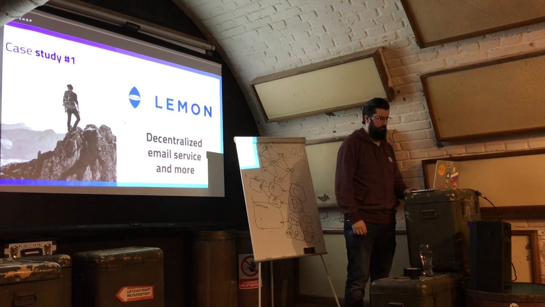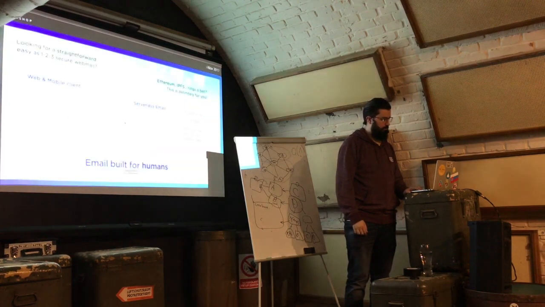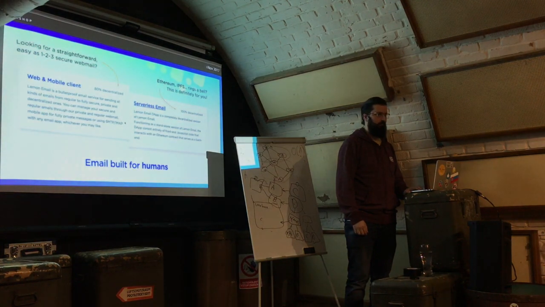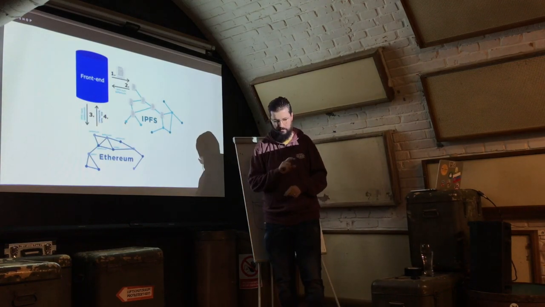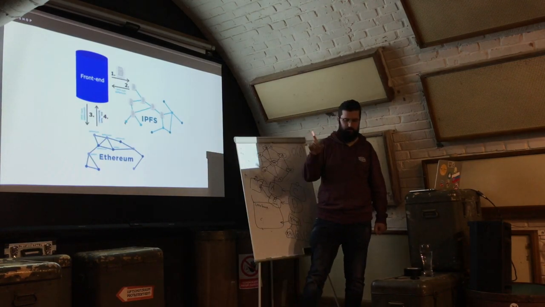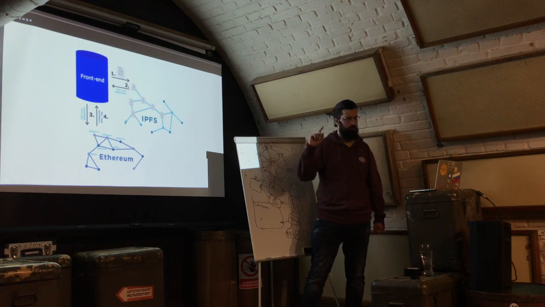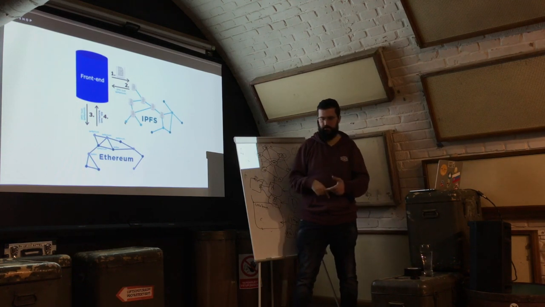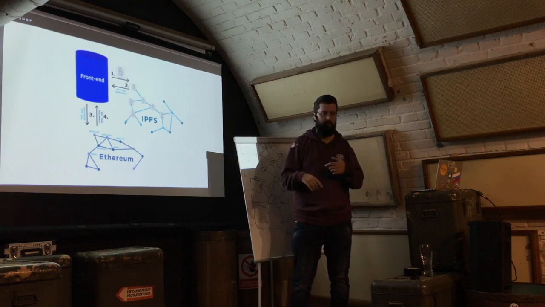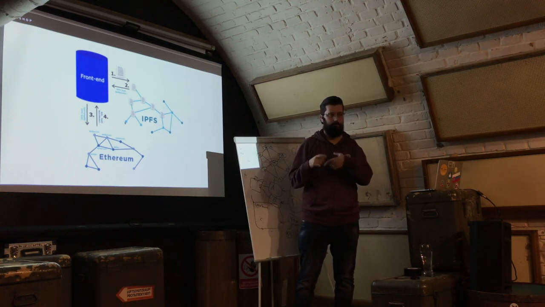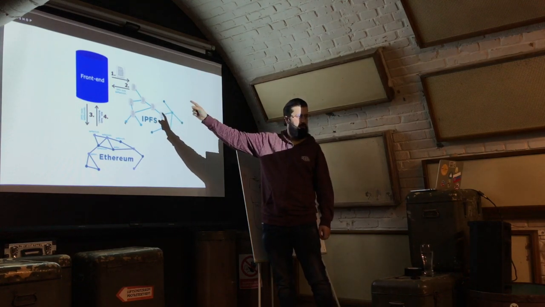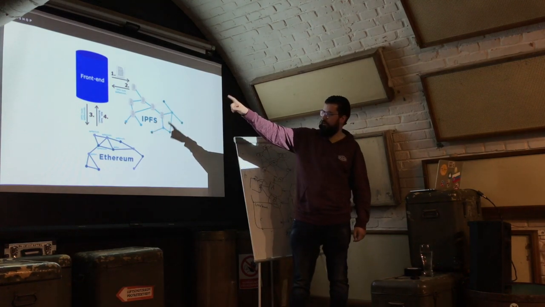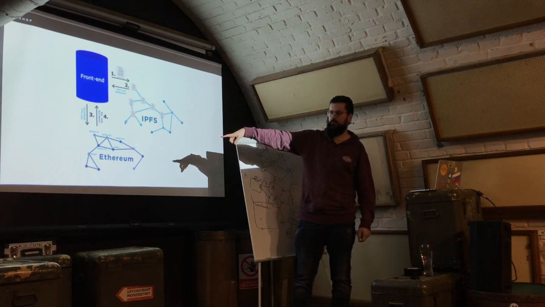A centralized email service, Lemon, is basically serverless email. So the way it functions is this. You write subject, body, add a file, or whatever. We encrypt that with your private key and the public key of the recipient. We put all of that onto IPFS. We get the hash back, and we put the transaction on Ethereum.